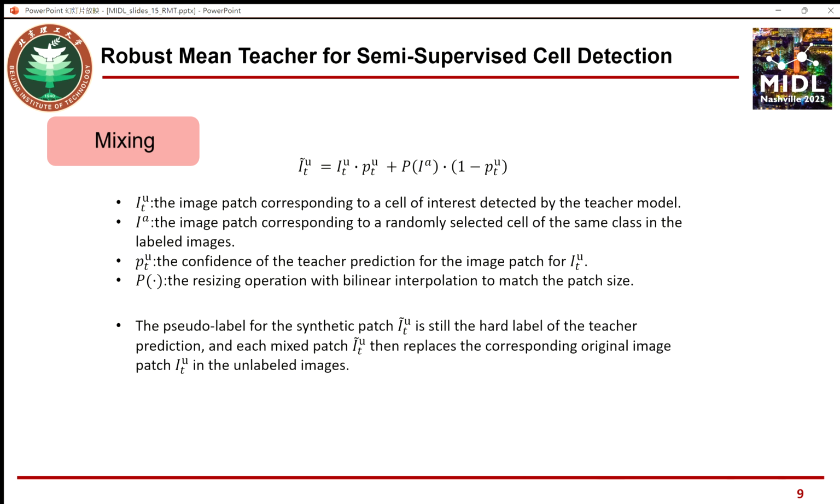We denote the image patch corresponding to a cell of interest detected by the teacher model as I_U, and the image patch corresponding to a randomly selected cell of the same class in the labeled image is represented by I_A. Then we have the mixed image. The pseudo label for the synthetic patch is still the hard label of the teacher prediction, and each mixed patch then replaces the corresponding original image patch in the unlabeled images.